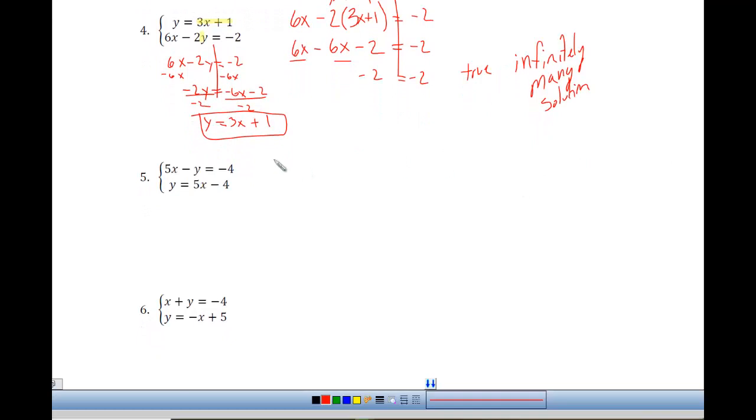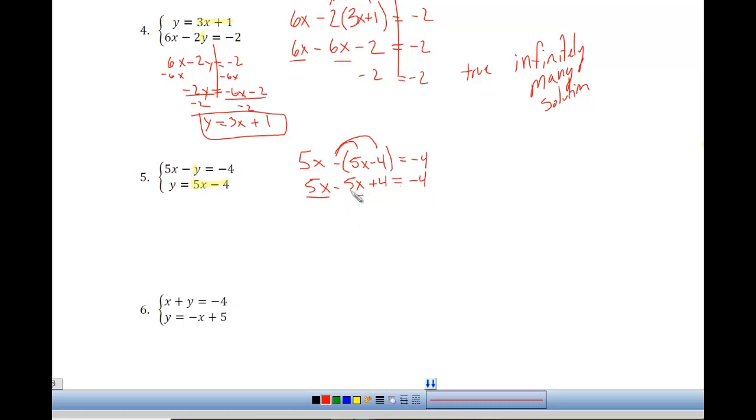Okay, so let's look at number 5. So this one's already solved for y. I'm going to go ahead and sub it in there. So I get 5x minus y, but I'm substituting. This is where your parentheses are going to help you again, because I'm substituting in the quantity of 5x minus 4. And so I want to make sure I get this negative, the subtraction symbol, distributed through, because that's going to flip my sign on that 4 right there.